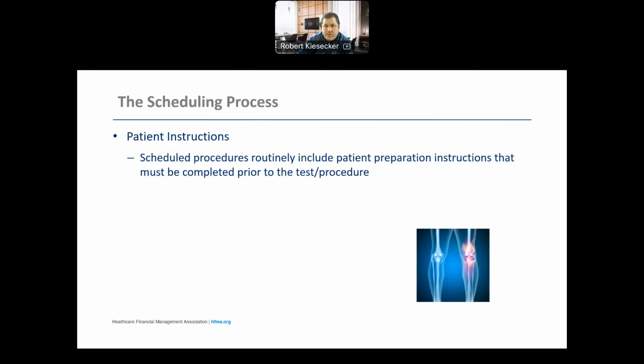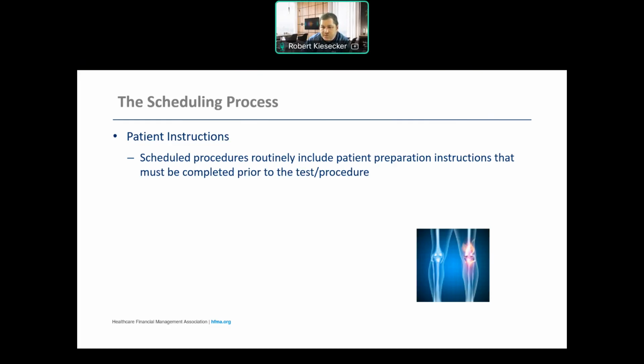All right. So, the scheduling process and the patient's instructions. The scheduled procedure routinely includes patient preparation instructions that must be completed before the test or procedure is done. By providing accurate instructions during the scheduling process, the scheduler ensures that the patient will be properly prepared for the services they're going to receive.